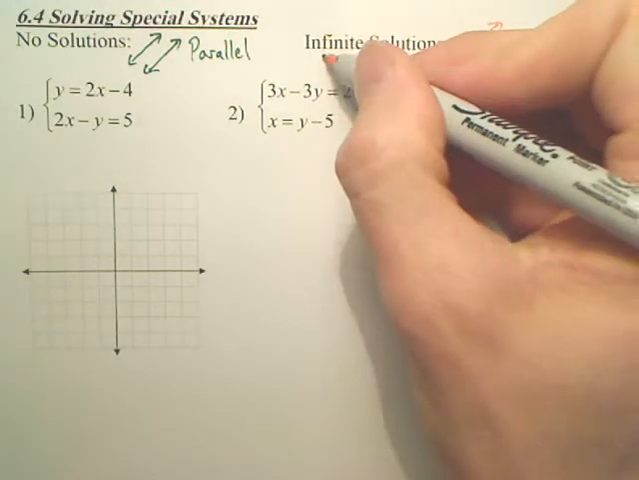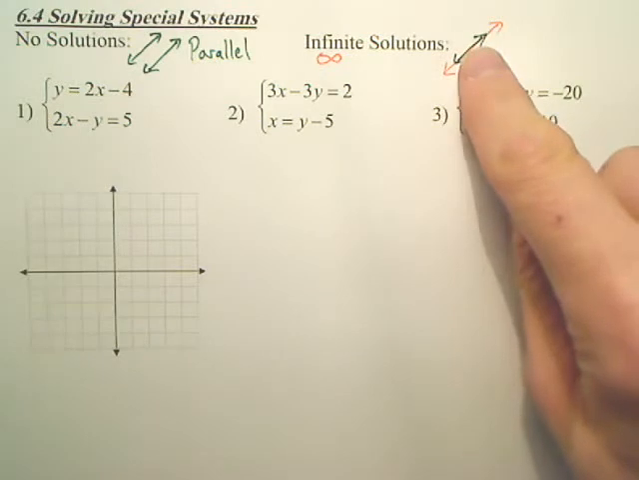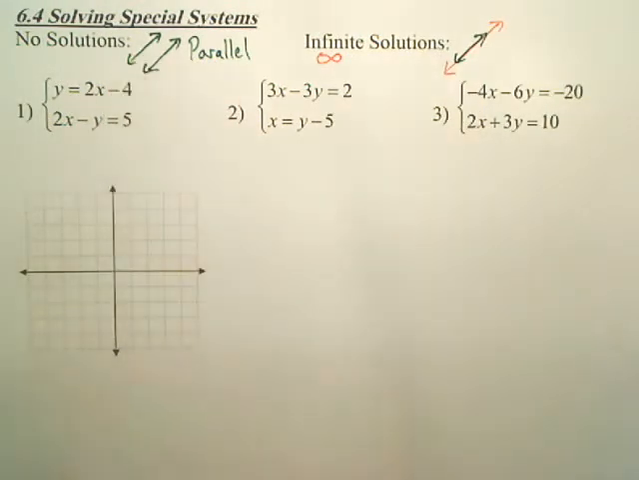By the way, infinite is written like this. It's a sideways 8. So if you have two lines that are right on top of each other, that's infinite. Two lines that never cross are called parallel.